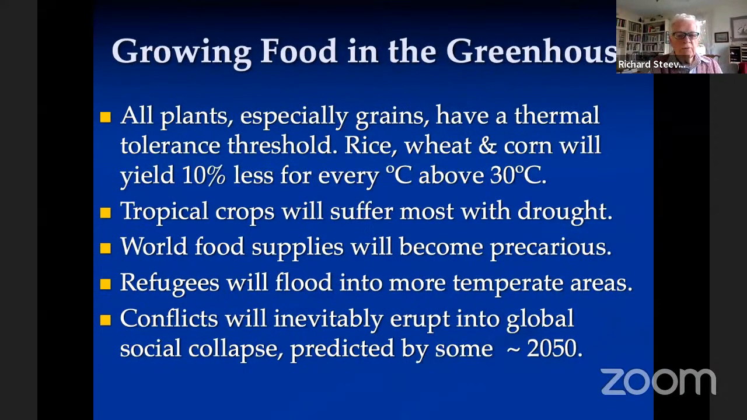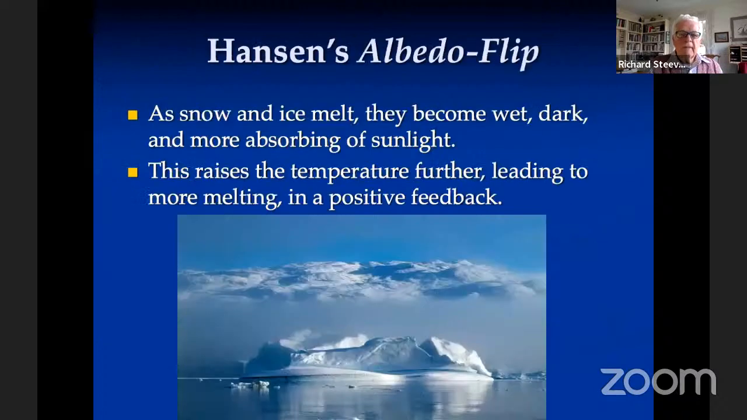Growing food in the greenhouse, we talked a little bit about that in earlier talks. He points out that all plants, especially grains, have a thermal tolerance threshold. Rice, wheat, and corn will yield 10% less for every degree centigrade above 30. Tropical crops will suffer most with drought. World food supplies will become precarious. Refugees will flood into more temperate areas. Conflicts will inevitably erupt into global social collapse, predicted by some as early as 2050. Sometimes I wonder when I hear these talks if it might not be even sooner.